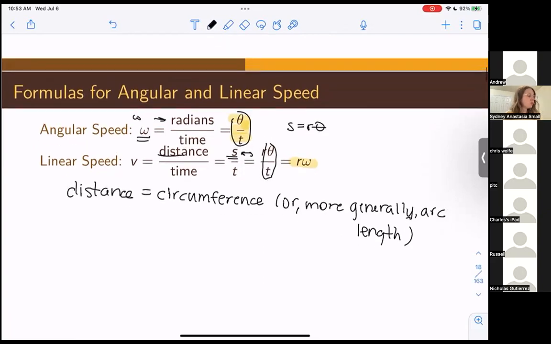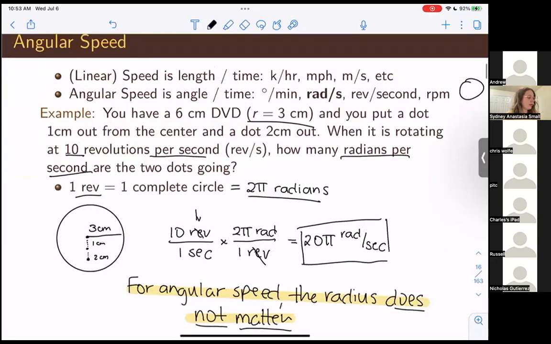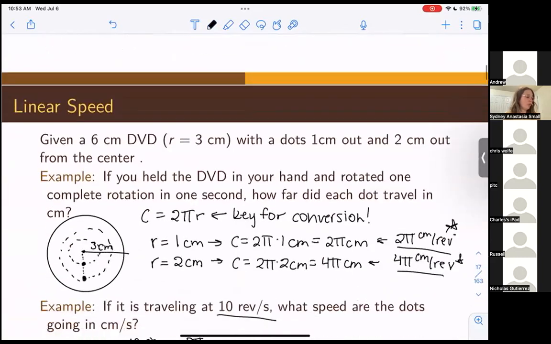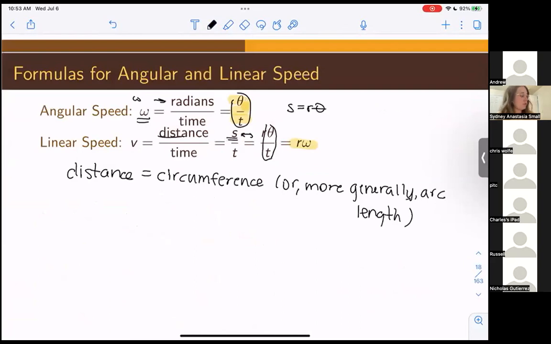Oh, and one quick note, if you'll notice right here, when we did angular speed, we were not given radians per second, we were given revolutions per second. So another really helpful conversion factor to remember is that 1 revolution of a circle is always equal to 2 pi radians. That is always helpful to remember.